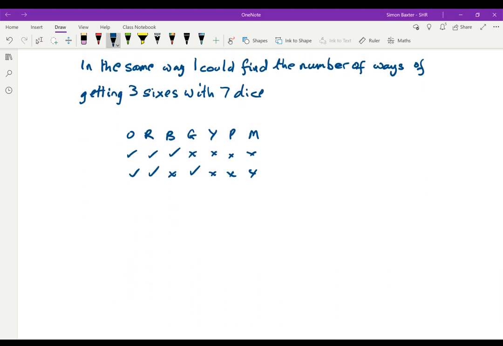So this is 7C3. And this is equal to 7 times 6 times 5 divided by 3 factorial. 3 factorial is 6, which cancels with 6. 7 times 5 is 35. And so that is the number of arrangements we can have for 3 6s from 7 dice.